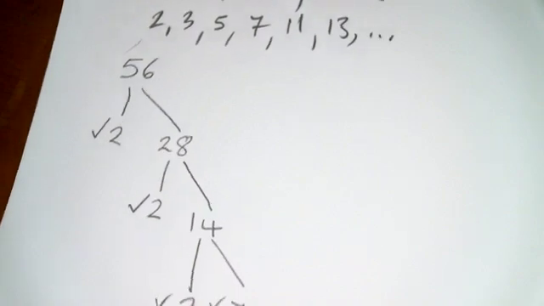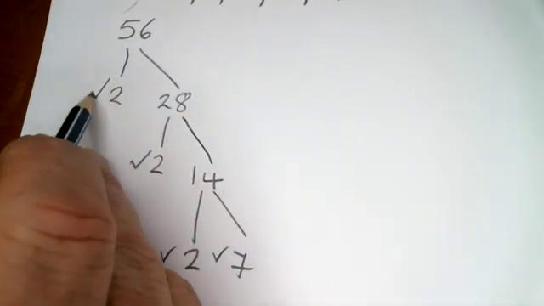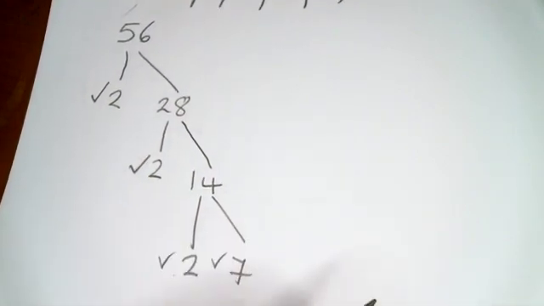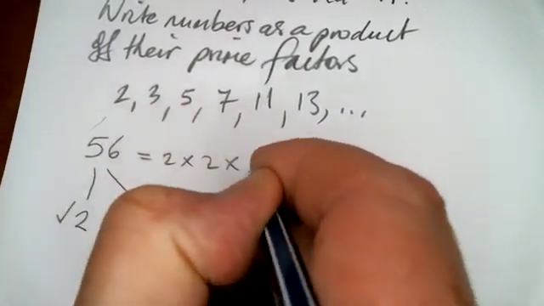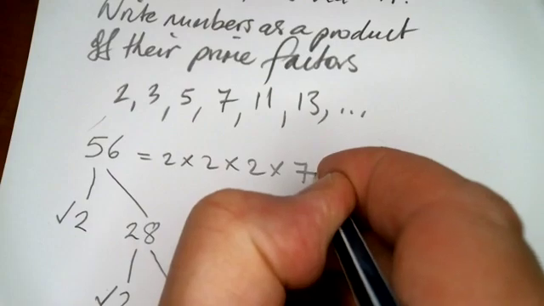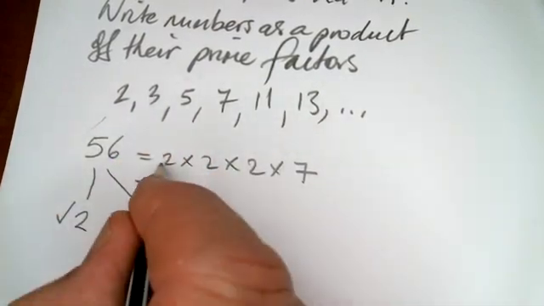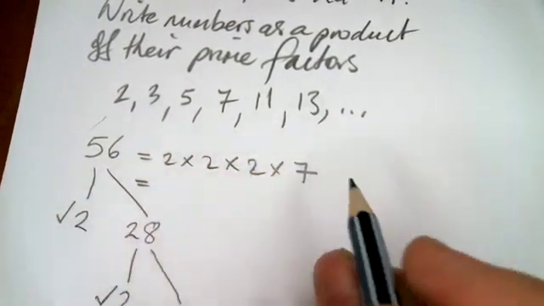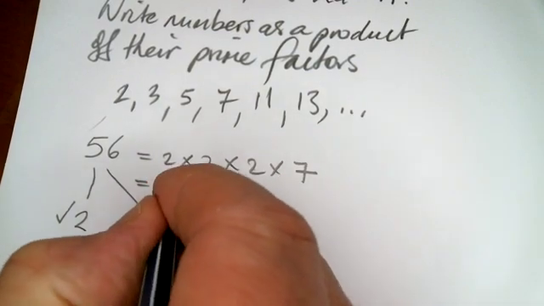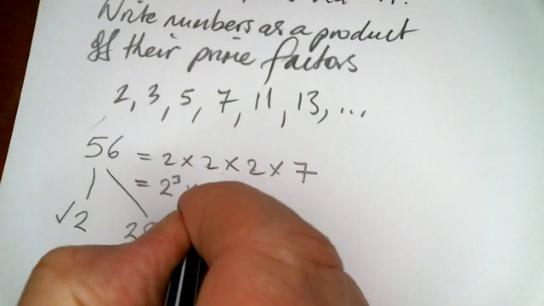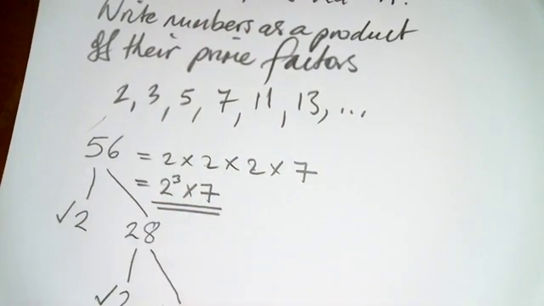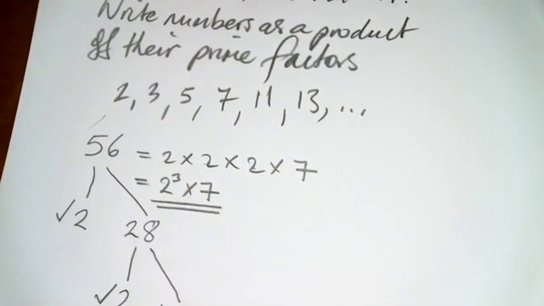So now we've got 56 is equal to 2 times 2 times 2 times 7. I'm going to cheat a bit and get all this in one go. 2 times 2 times 2 is 2 to the power of 3, times 7. And there's my solution, expressing 56 as a product of its prime factors.